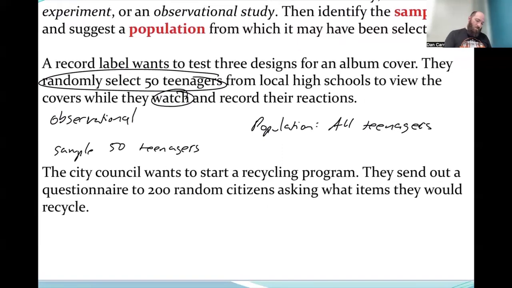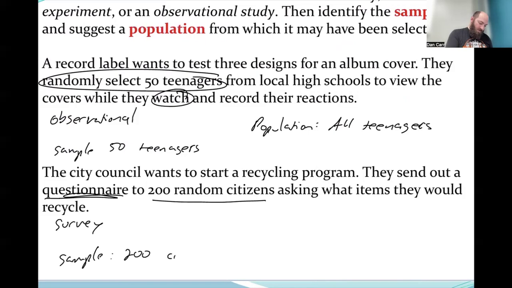All right. City Council wants to start a recycling program. They send out a questionnaire to 200 random citizens asking what items they would recycle. So this is a survey because we have a questionnaire. Our sample is our 200 citizens. And the population that we're representing, because it's a city council, is probably just the entire city, all citizens in the city.